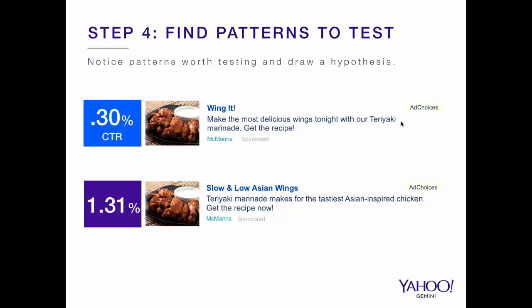You wing it, you're going with chicken wings. I would normally have expected that to work pretty well. "Slow and Asian wings," to me, my gut instinct tells me, well, it's not bad, but it's basically just stating the product. And as a copywriter, I always push benefits over features. However, if you see the CTR here, there's no comparison. The second ad did 4 times better than the first ad when we ran it.